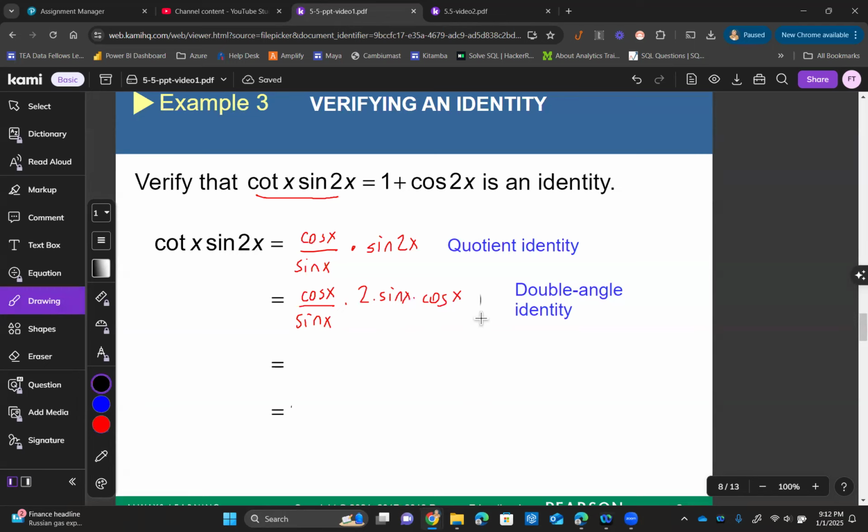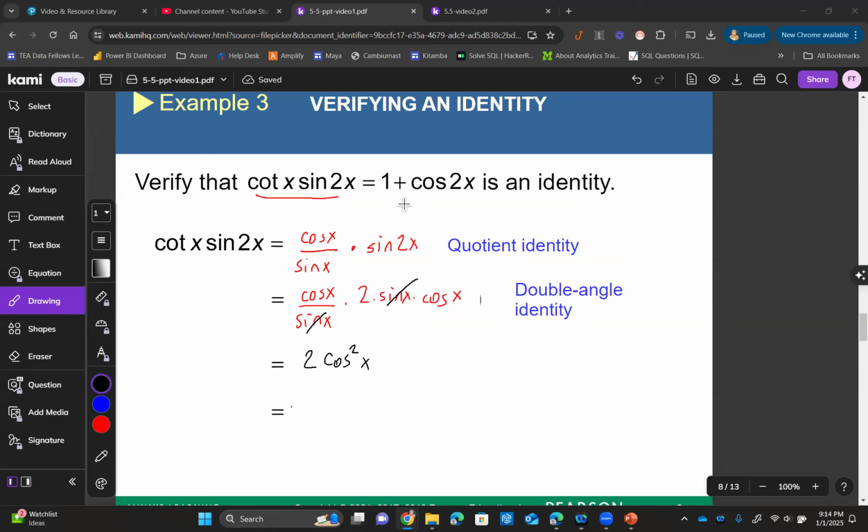Now, when we look at what we got here, the top sine x and the bottom sine x cancel out. And this gives us 2 times cosine squared x. So we simplify the first side as 2 times cosine squared x.